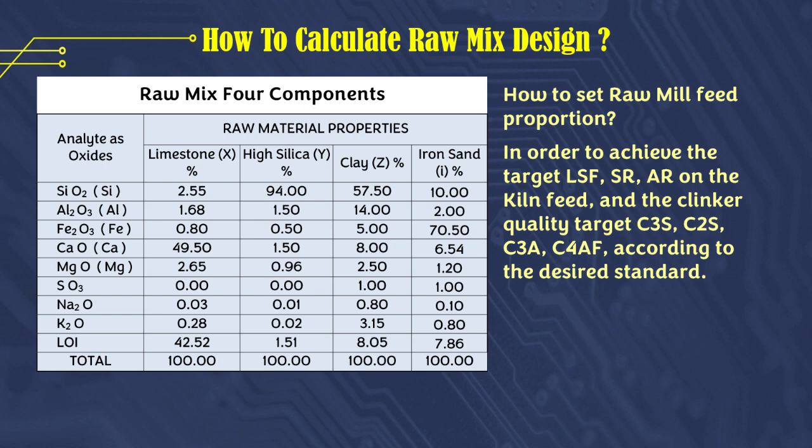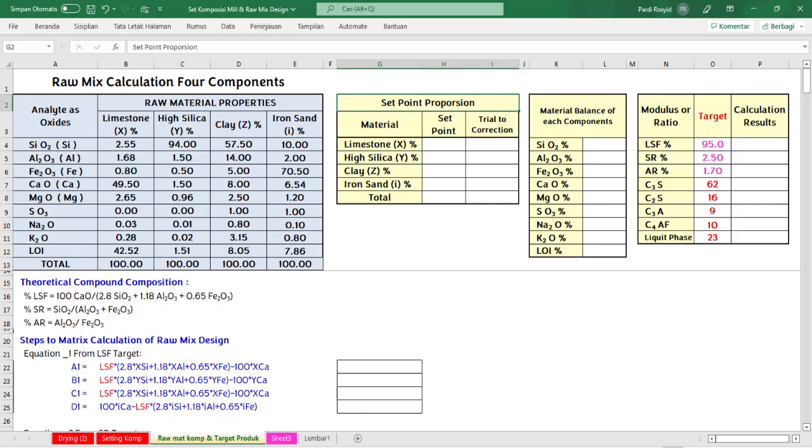In order to achieve the LSF, SR, AR targets on the kiln feed, and the C3S, C2S, C3A, C4AF, and liquid phase on the clinker quality targets, according to the desired standard. This is a sample Excel sheet for calculating a design raw mix with four material components.